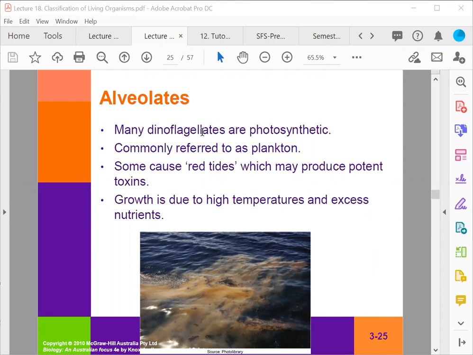All right, alveolates, another interesting group. Often they're referred to as plankton. Many of them are photosynthetic. Some of them cause these expansive red tides when growth is really explosive due to an influx of nutrients and temperature and so on. And some of these red tides produce some really potent toxins, which everyone's probably aware of, and those toxins can accumulate in fish, in shellfish, and so on, and they can be absolutely lethal to humans.